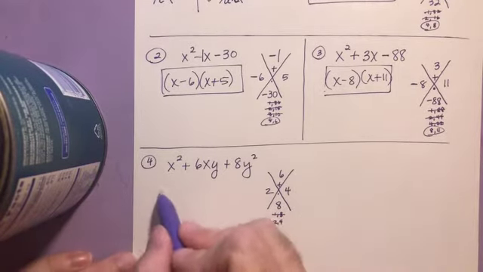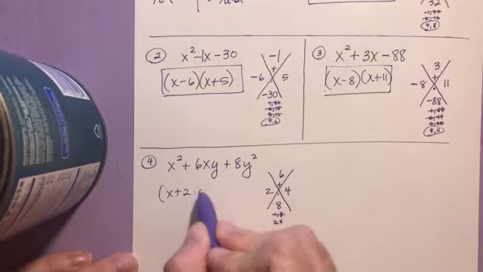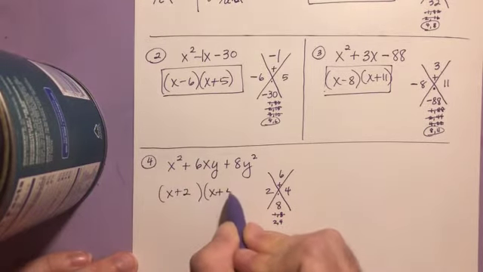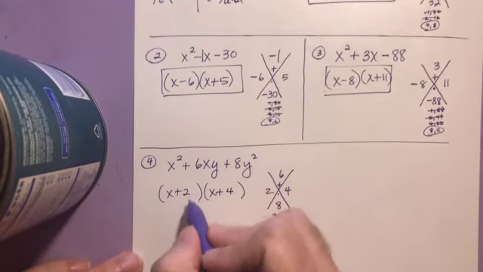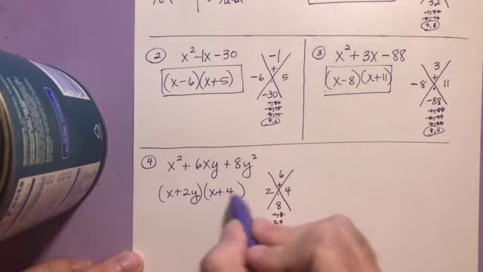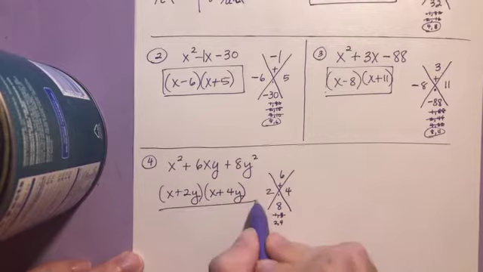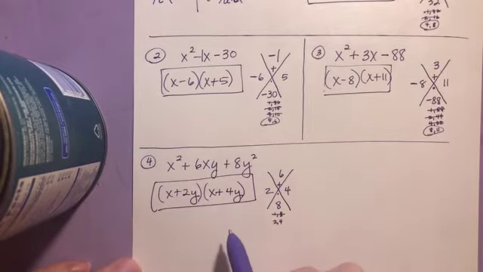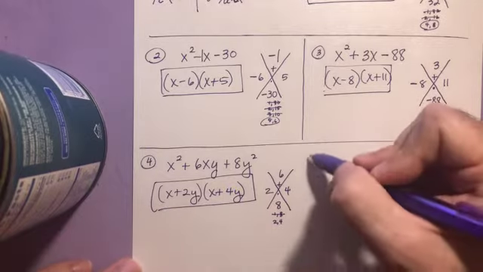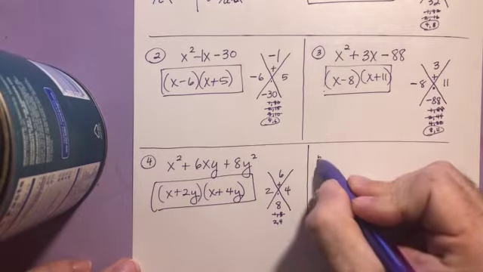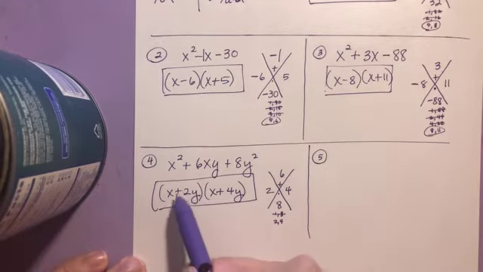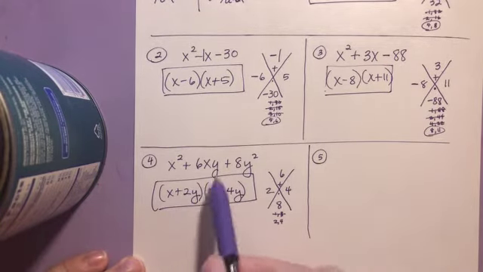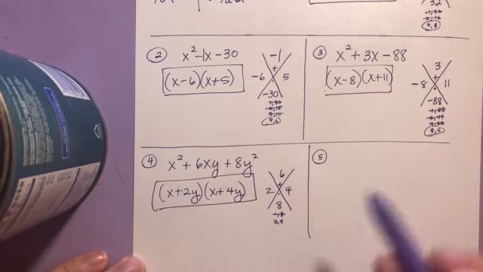Okay, so when I write my answer, it would be x plus 2 and x plus 4. But because my original problem had x's and y's, it's going to be x plus 2y, x plus 4y. That's it. That's the only difference. Is that it's x and then y and then x and then y. And if you're ever wondering if you're doing it right, if your answer is right without looking at the answers, you can just FOIL this out and see if you get what you started with.